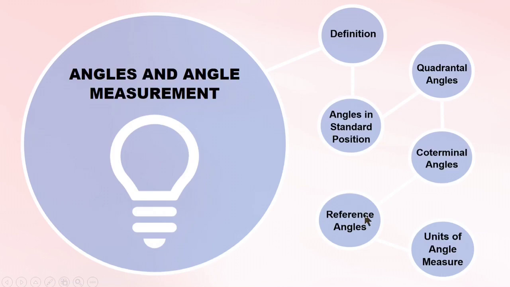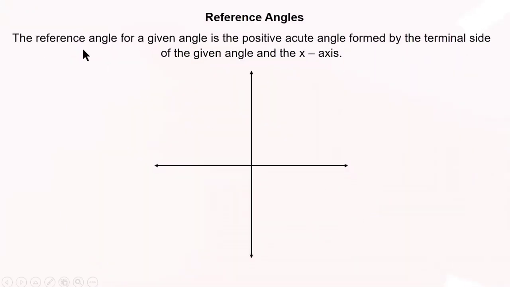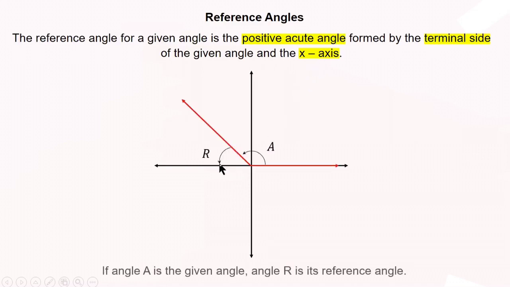What about reference angles? The reference angle for a given angle is the positive acute angle formed by the terminal side of the given angle and the x-axis. So if angle A is the given angle, angle R is its reference angle. Positive acute angle, which is less than 90 degrees, formed by the terminal side and the x-axis.